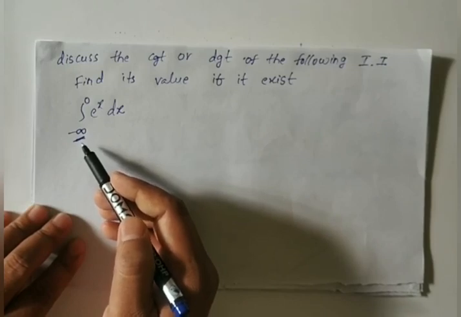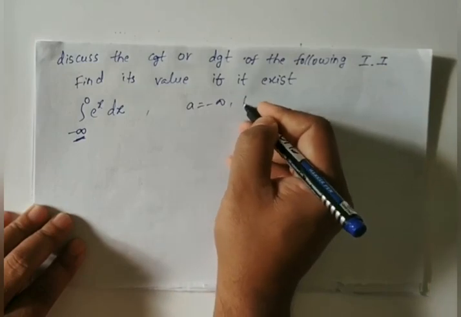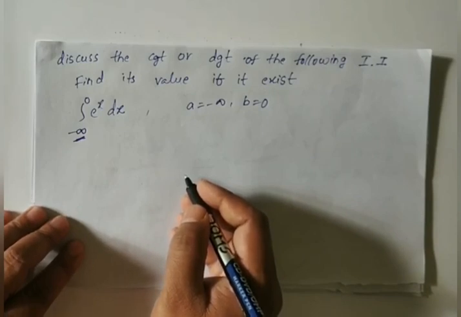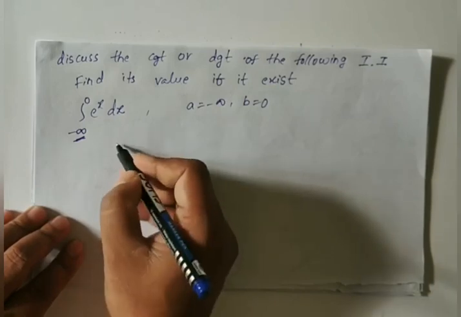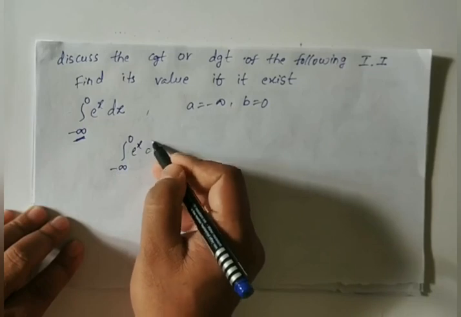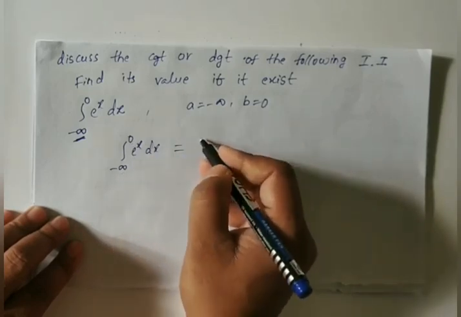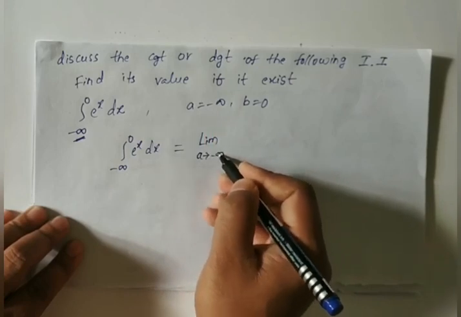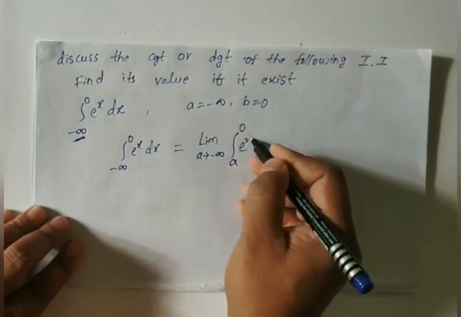Now we will see whether the given improper integral is convergent or divergent. Here a is minus infinity and b is 0. To check this, first we convert the improper integral into a proper integral by using a limit. The integral from minus infinity to 0 of e power x dx can be written as the limit as a approaches minus infinity of the integral from a to 0 of e power x dx.